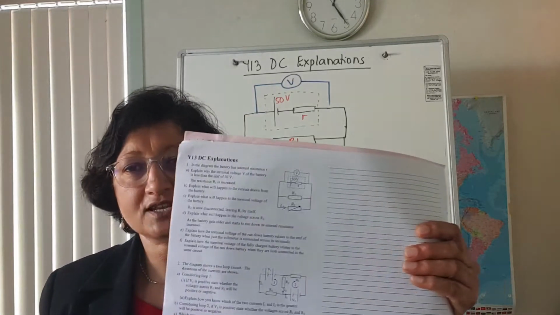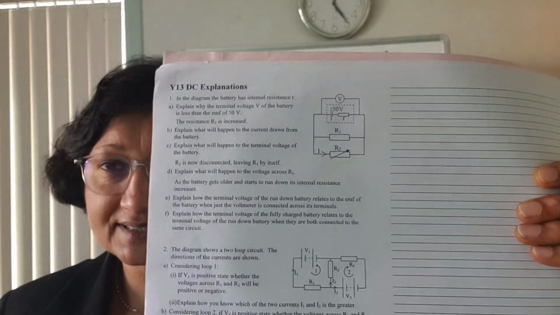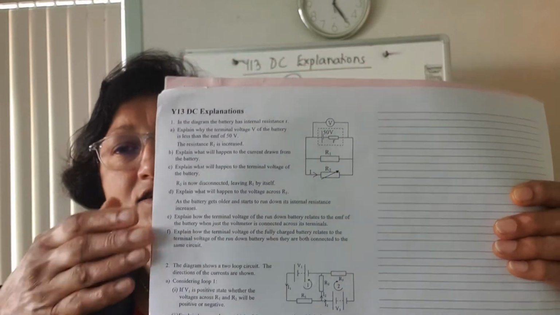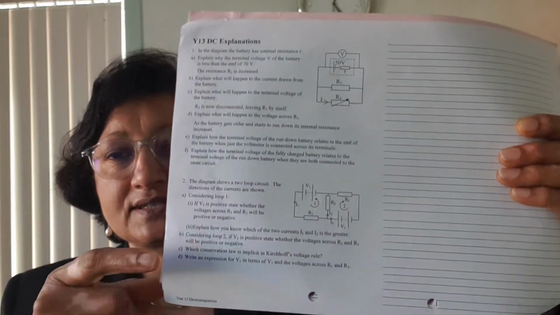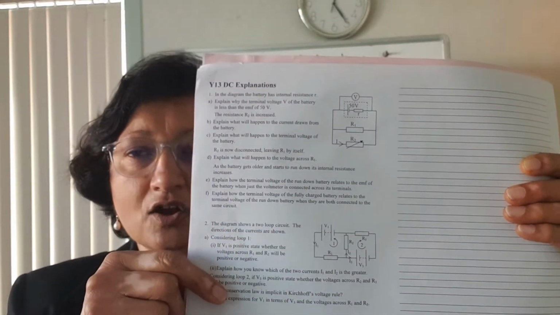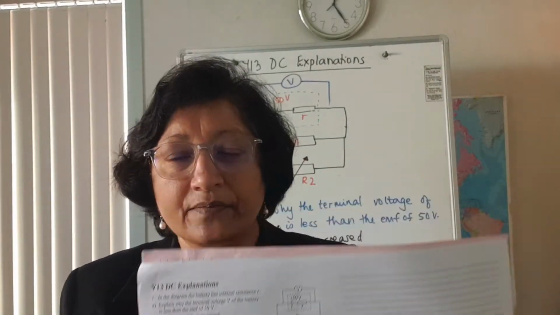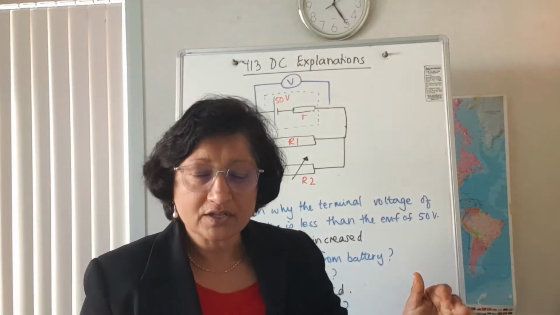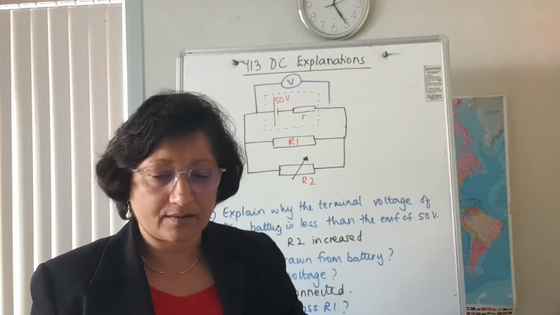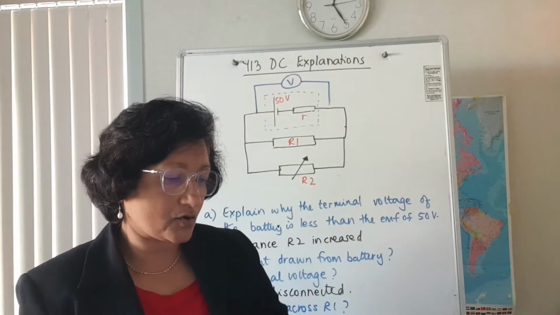Your DC explanation assignment is on page 7 in your booklets, and question 1 is to do with internal resistance. Question 2 is to do with Kirchhoff's laws, and the request was to go through question 1. So I've just written it out on the board so you can see what I'm talking about, but I'll just read through the beginning of the question.